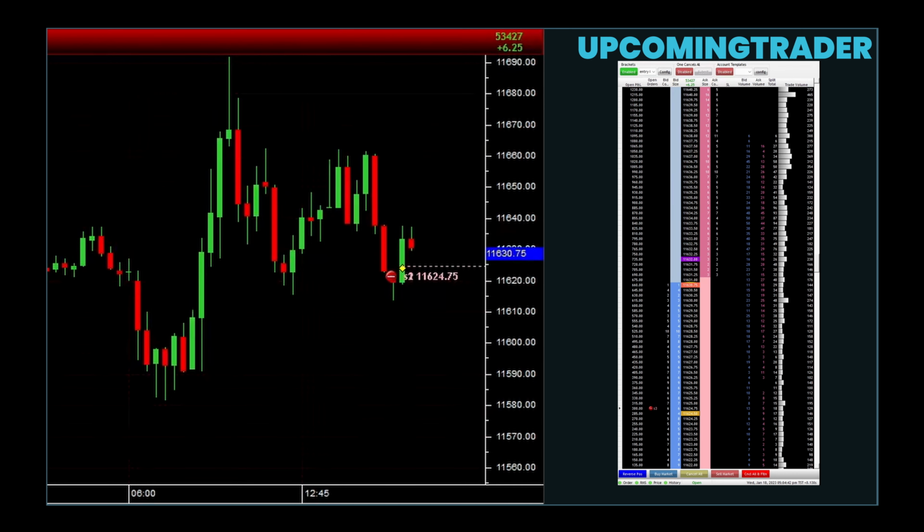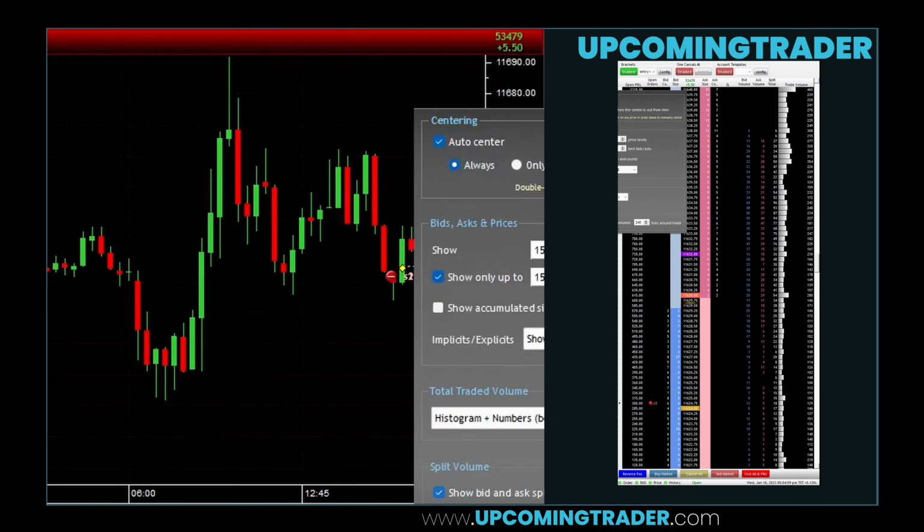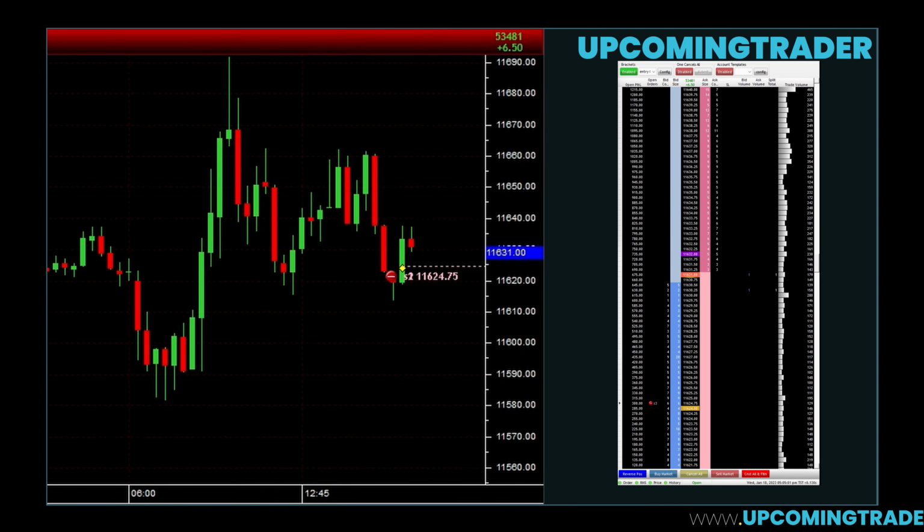Something else to watch is the initial balance. This is the price range set during the first hour of trading. If price breaks out of this range, it can be a signal that we might see a bigger move. However, if price stays inside this range, it could mean the day will be more neutral and less eventful.